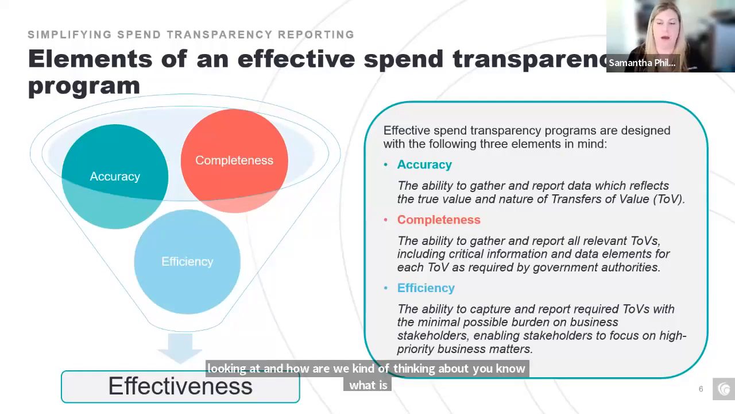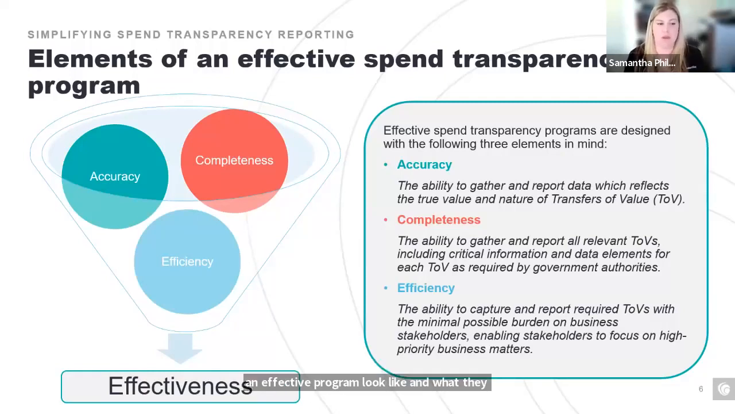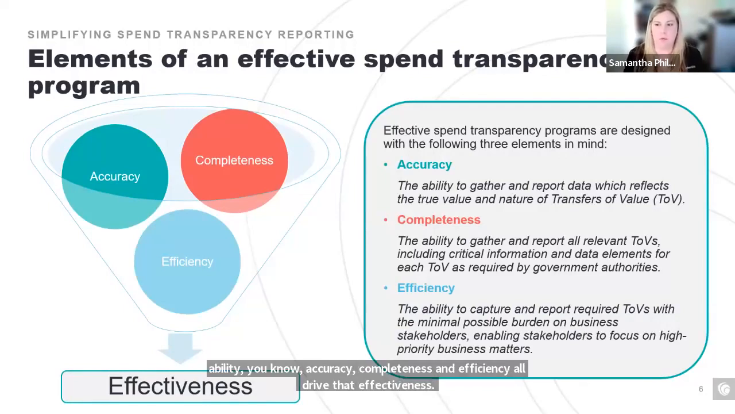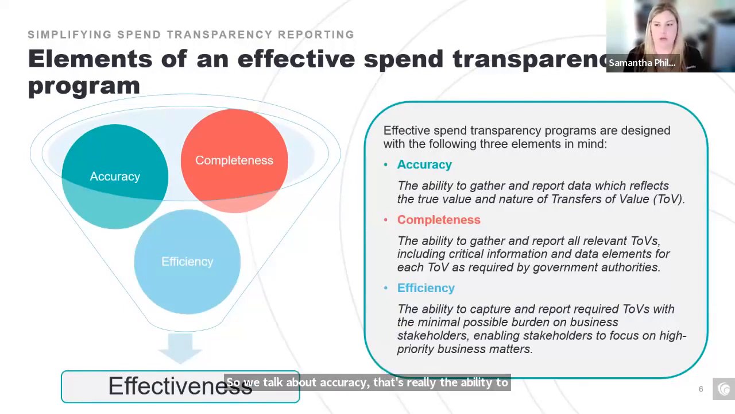And what that really boils down to is three key elements: accuracy, completeness, and efficiency all drive that effectiveness. So when we talk about accuracy, that's really the ability to gather and report data that reflects the true value and nature of those transfers of value that are reportable.